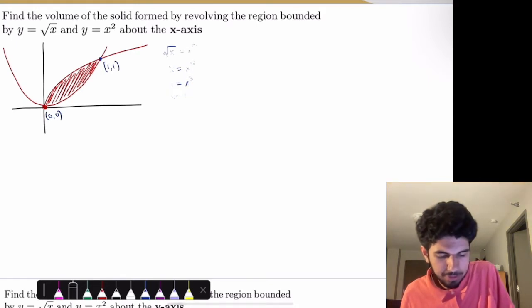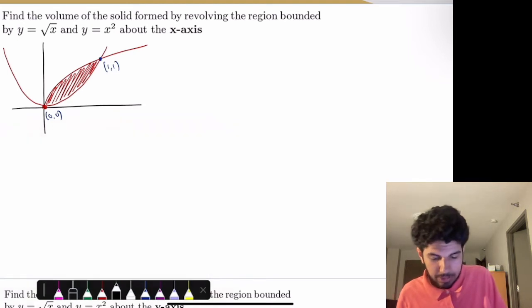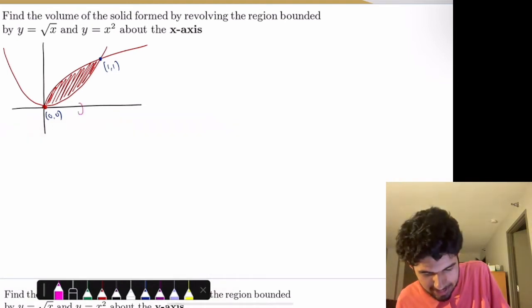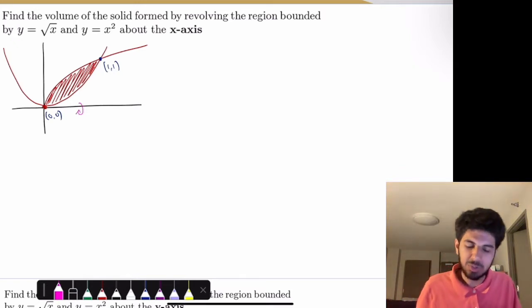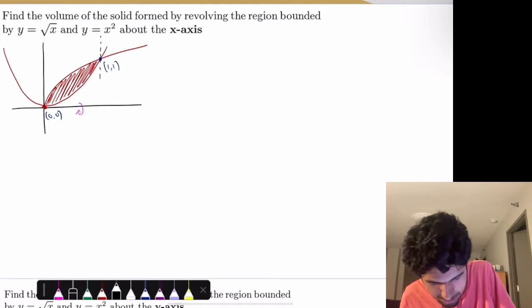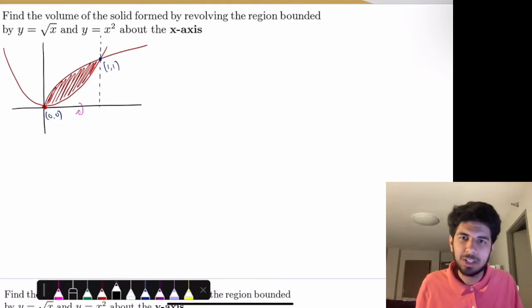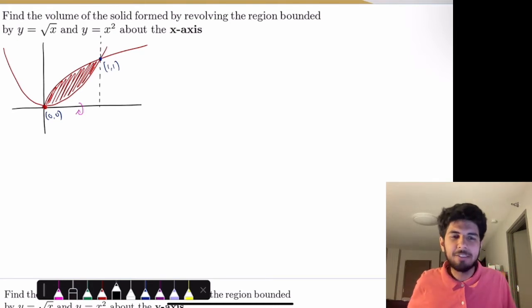Cool. So we have our points of intersection, we have our region, and we're revolving it about the x-axis. So I'm going to draw my little arrow here just to visualize what's going on. And in fact, I'll draw a dotted vertical line just because I know that's where we're going to end our integration, in terms of our bounds. So now I have a visual.